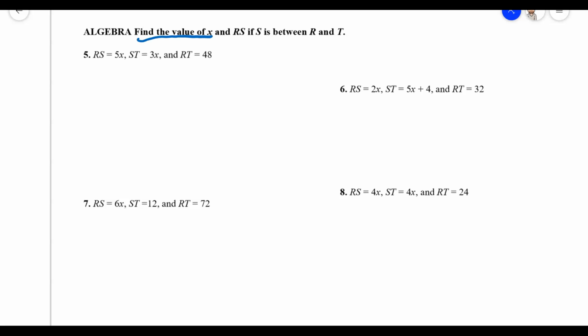Couple things we want here. We're trying to find the value of x and RS. So there's two things that have to be done here. If I knew what x was, I could just multiply it by 5 and that would give me RS. So the first thing I have to do is figure out what x is. Then I have to plug it in.